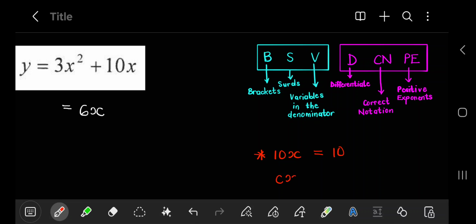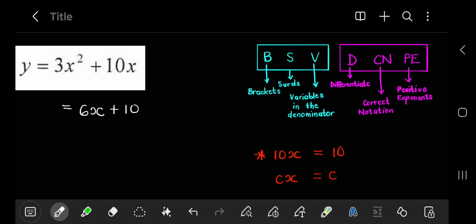If we have cx, where c represents the coefficient, and x is just x to the power 1, x falls away, and we're just left with c. So we're just left with the coefficient. So applying that to the second term, x falls away, we should just be left with positive 10.